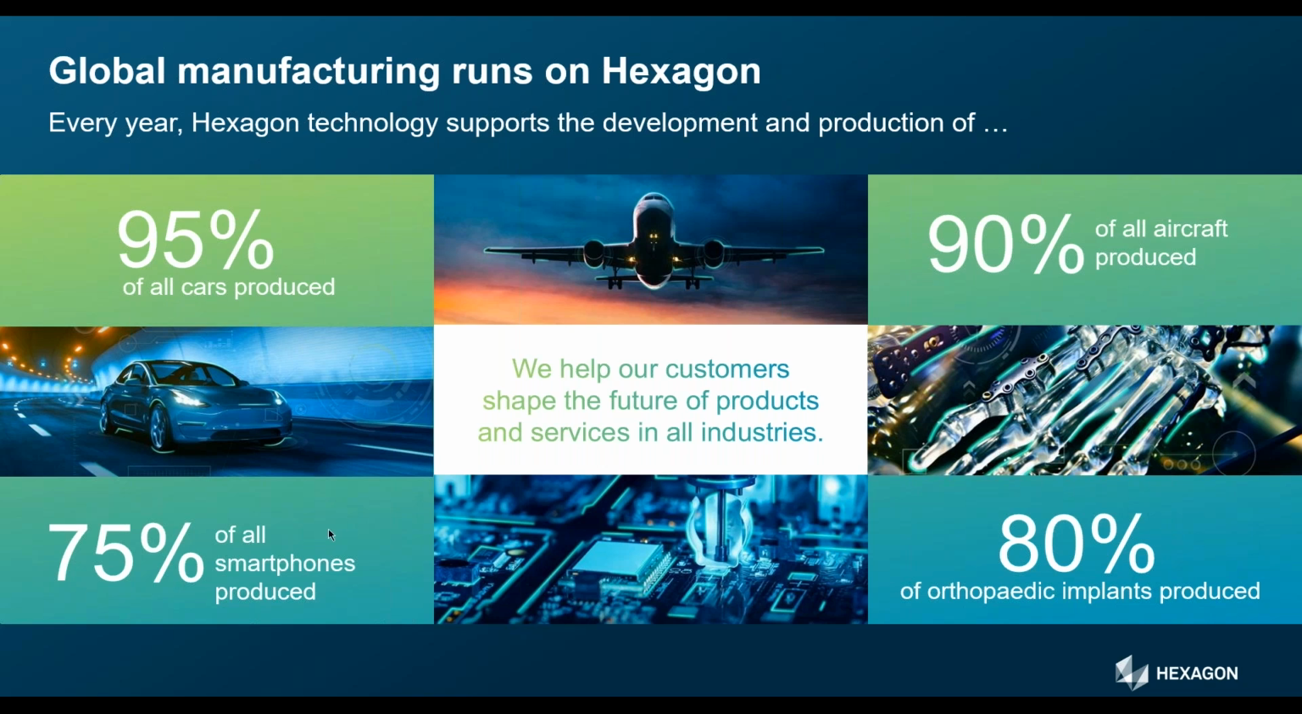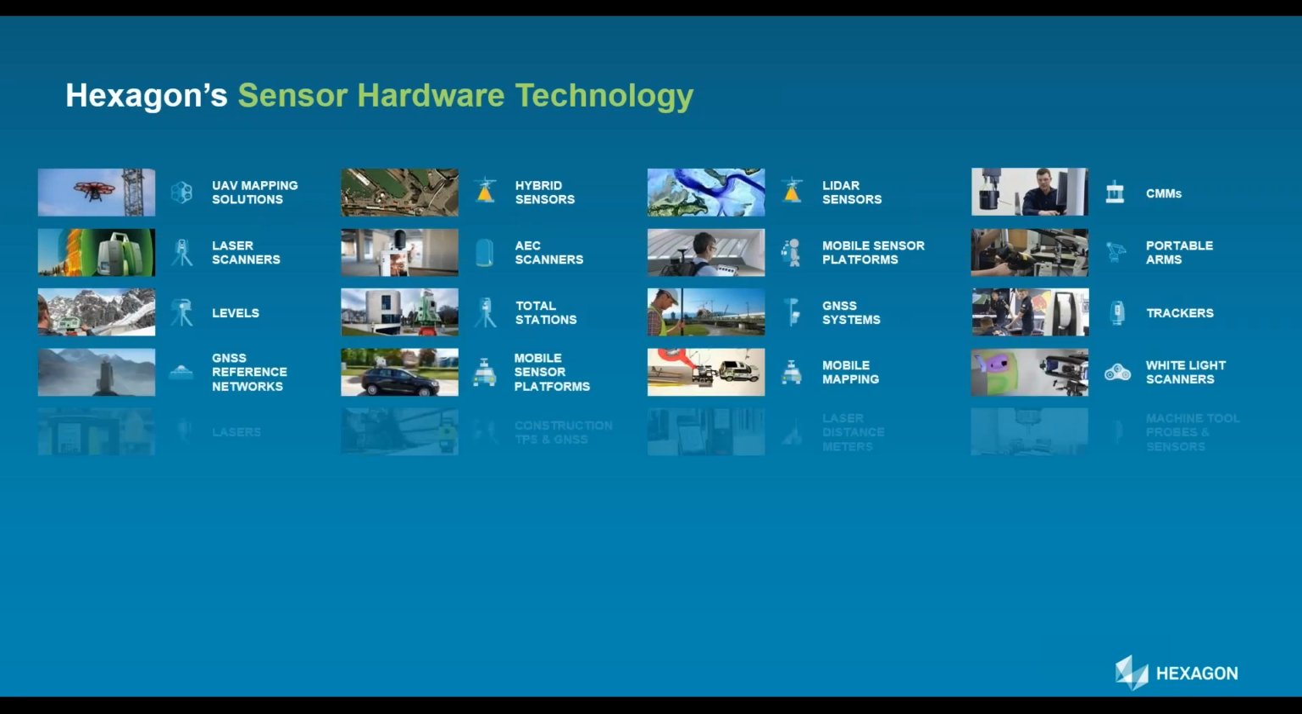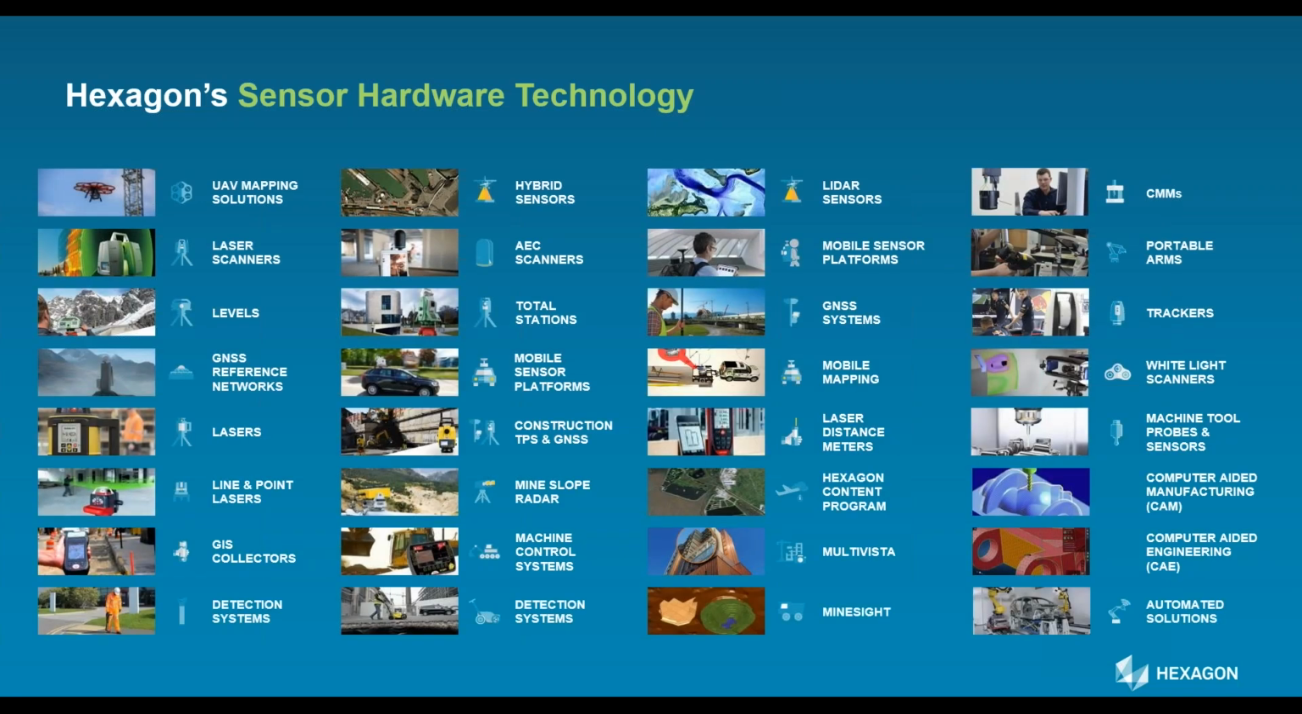We pioneer in both hardware and software solutions. Our hardware portfolio goes from UAV solutions, drones, GNSS receivers, lasers, TPS, and mobile sensor platforms to GNSS systems, multivistas and LiDAR sensors used for autonomous systems. We also have a big wing on CAM solutions for production. We also apply in the metrology space, where CMMs, portable arms and trackers are used in huge numbers. So that's basically our hardware portfolio.